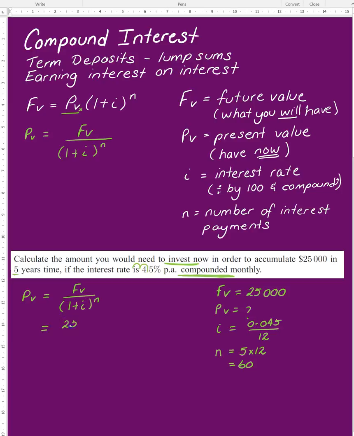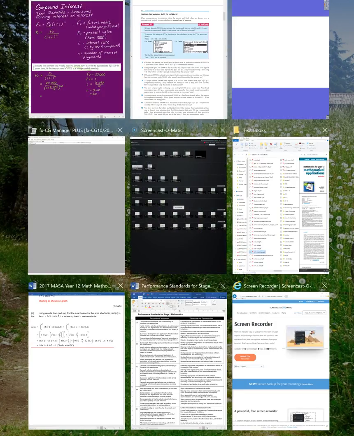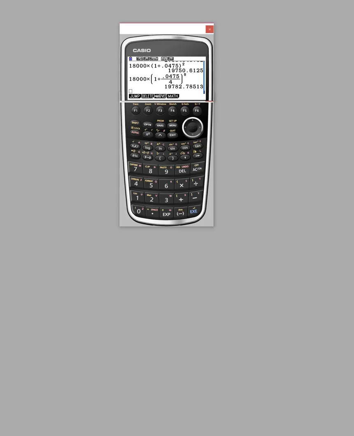So we've got 25,000 all over 1 plus, now our I is 0.045 all over 12, to the 60. And off we go to our calculator. So use our fraction button. I've forgotten what it was.